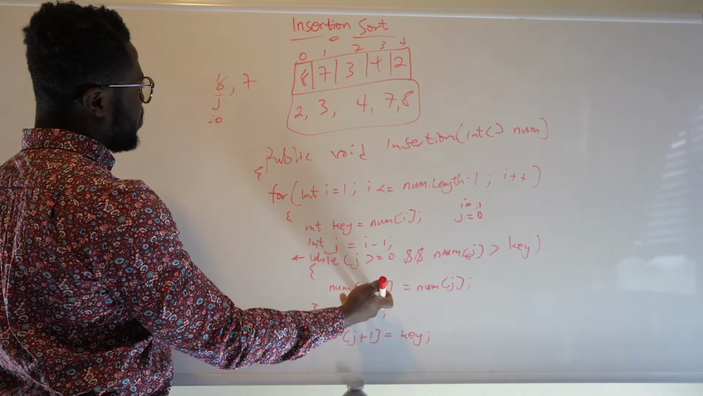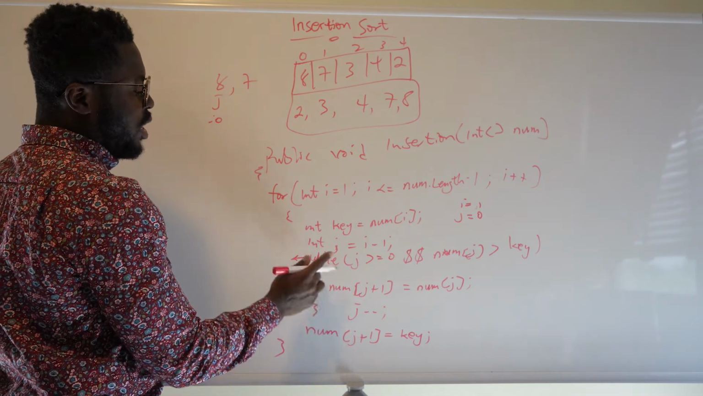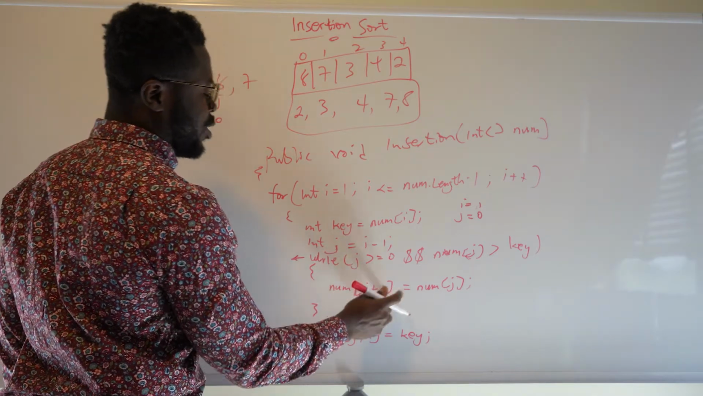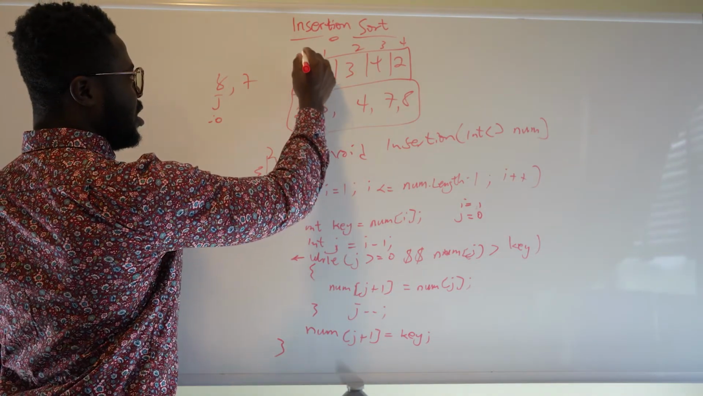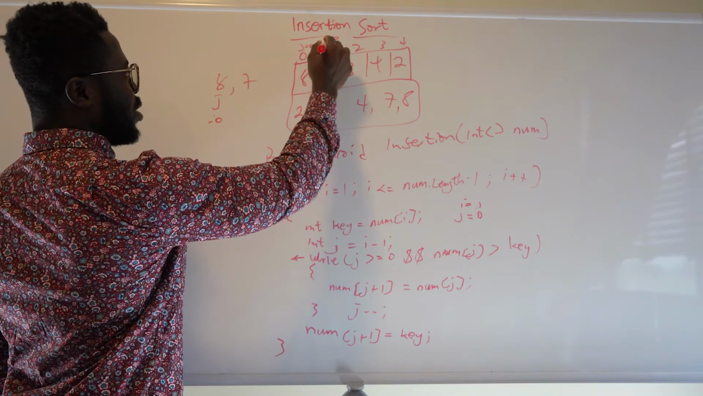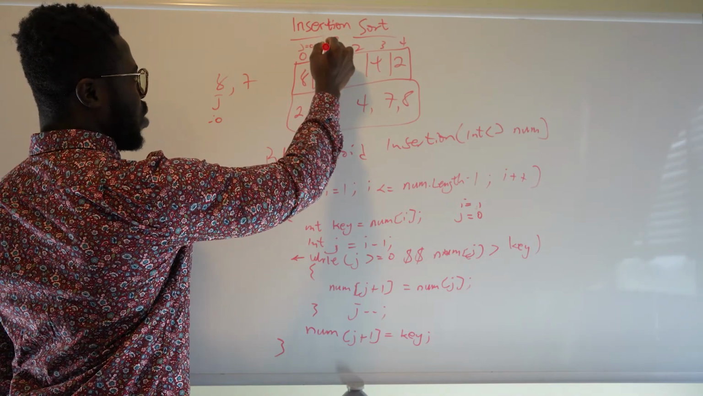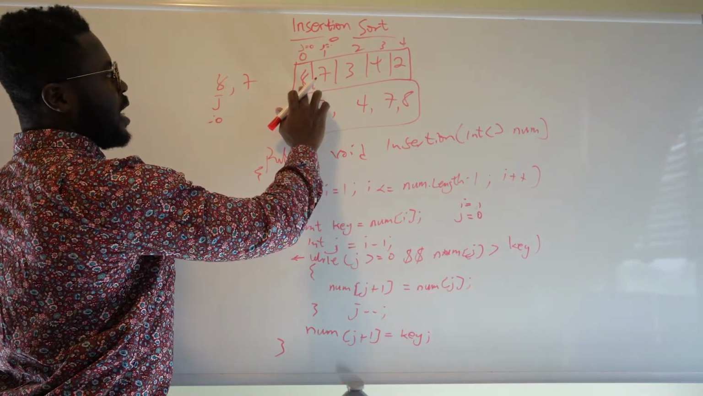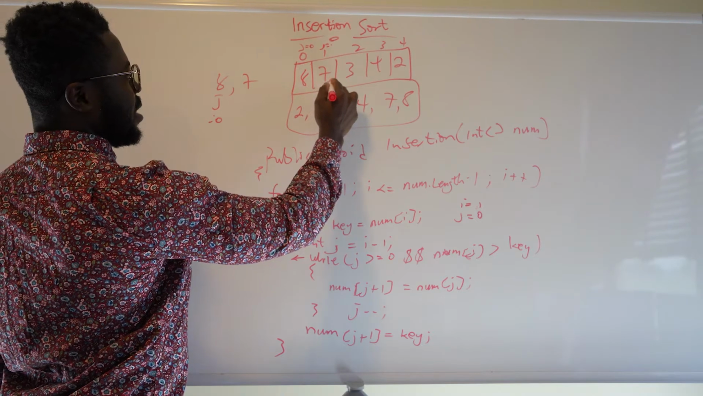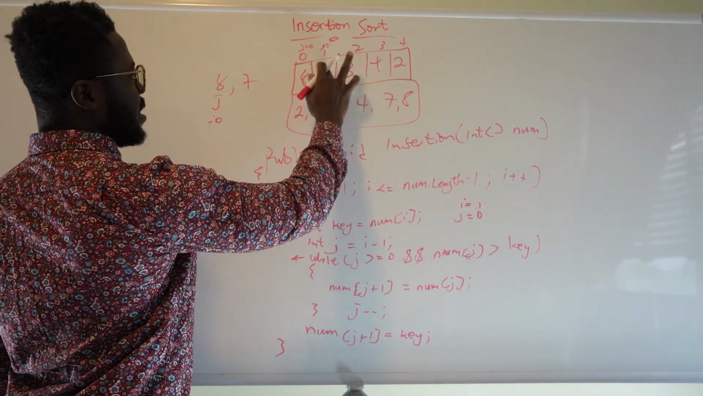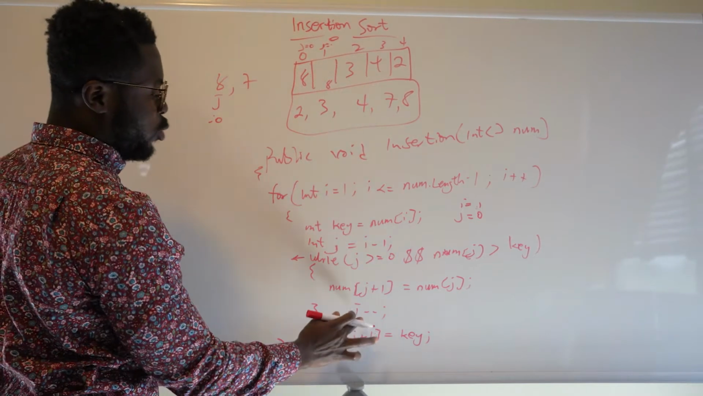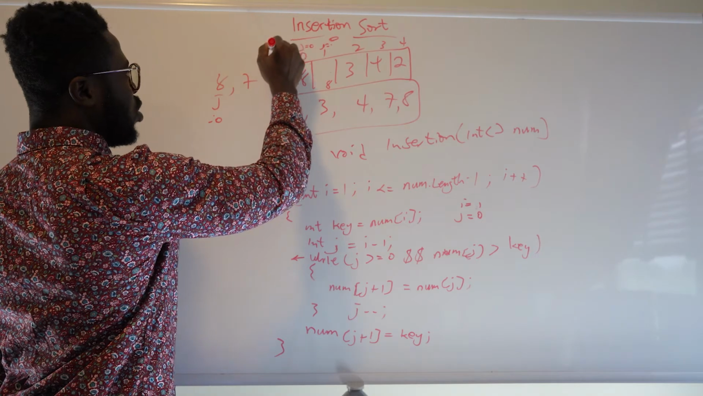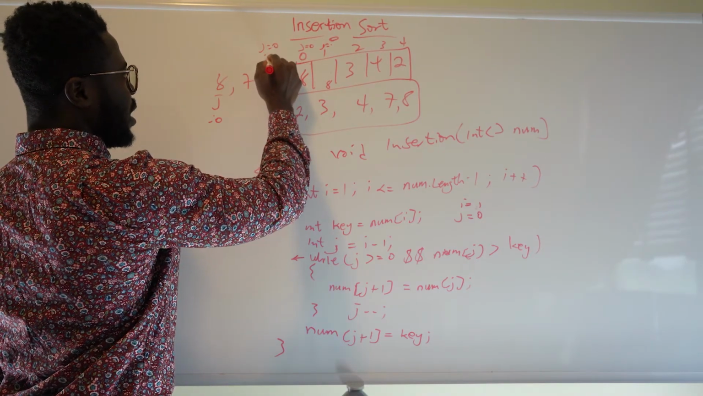Then we come to the block statement within the while, num at j plus 1. j is 0, so j plus 1 is 1. Then we assign num at j. Num at j was 8, so we assign 8 here. So it's going to overwrite the 7. Then we reduce j. j is already 0, so if you reduce it by 1, it's going to be -1.